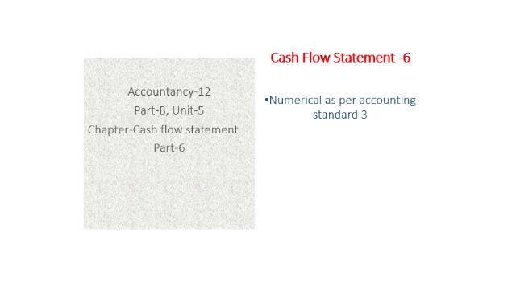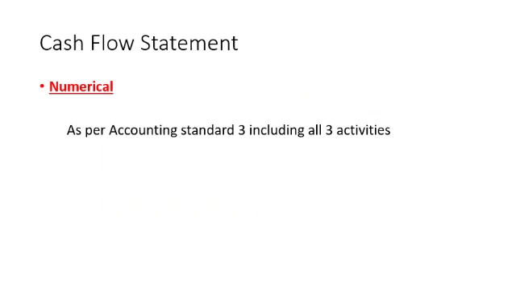Today I will tell you the complete sum with the help of one numerical as per Accounting Standard 3, how to prepare the cash flow statement. You have to follow the techniques now. As per Accounting Standard 3, we have to prepare the cash flow statement including all the three activities: operating activities, investing activities and financing activities.